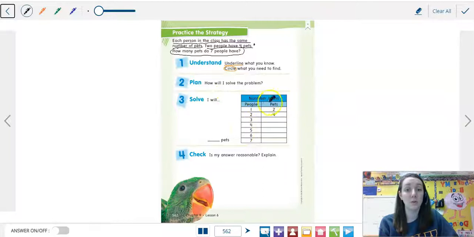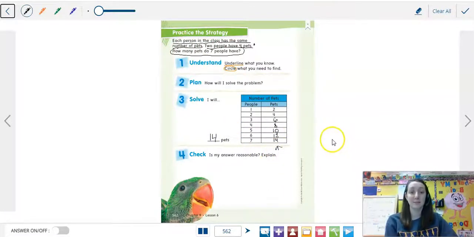One person has 2 pets. 2 people have 4 pets. 3 people have 6 pets. Again, I'm just adding right along. 4 people have 8 pets. I'm just adding 2 each time. 5 people have 10 pets. 6 people have 12 pets. Again, I am just adding 2 each time. 7 people have 14 pets. They want to know how many pets 7 people have, so this is our answer. Our answer is 14 pets.